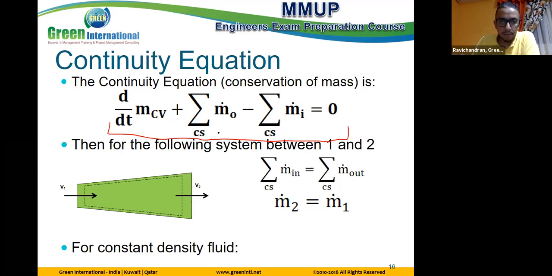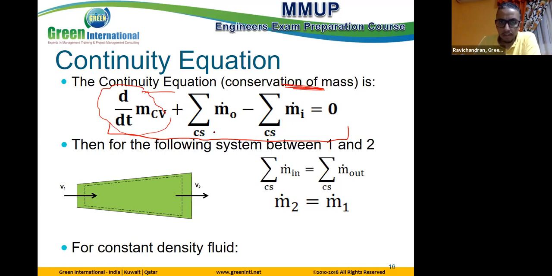General equation of continuity. Before we start the equation, what's the definition of the continuity equation? Continuity equation is conservation of mass. Here, d by dt of the mass in the control volume, plus the sum of m dot out, minus the sum of m dot in, is equal to 0. The change of mass in the control volume, which is the part of study, plus the masses out minus masses in is equal to 0.